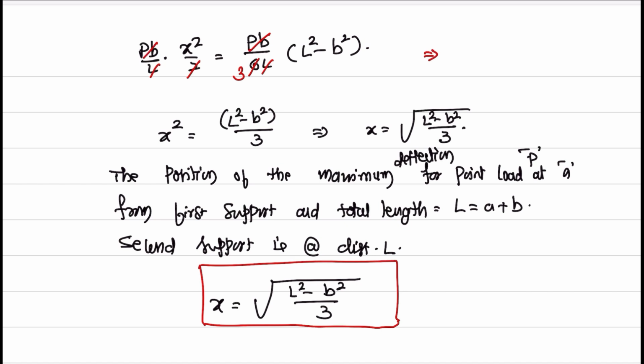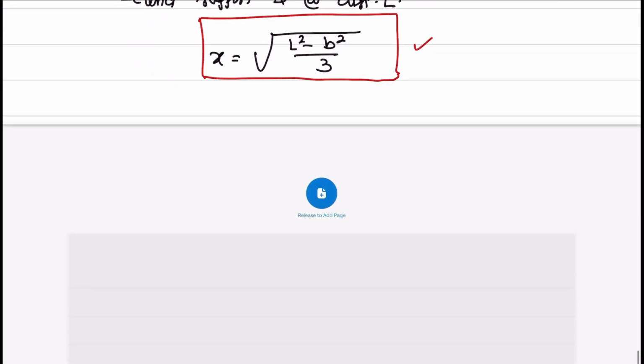Because this value, square root of (L square minus B square) by 3, is between x and A, the first support and the point of load. The maximum deflection occurs between the first support and the point of the load. Position: x is equal to square root of (L square minus B square) by 3. This is the position. And let us draw the deflection curve.